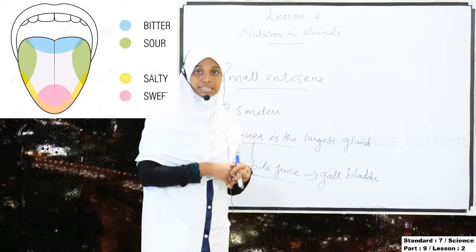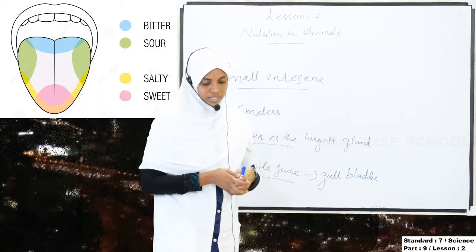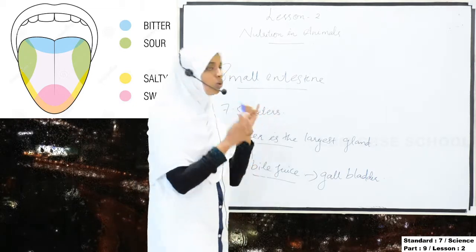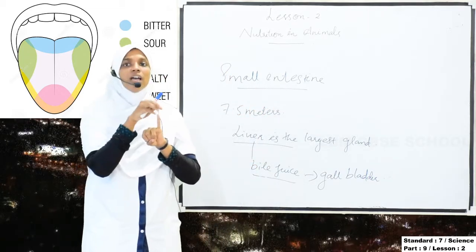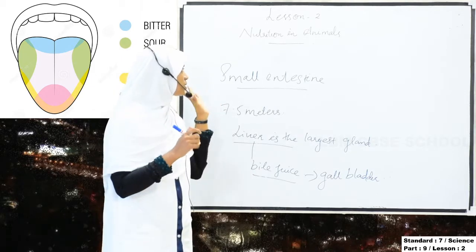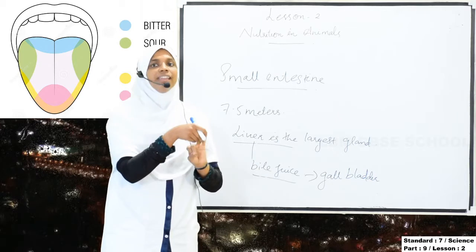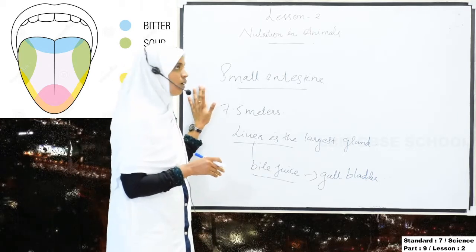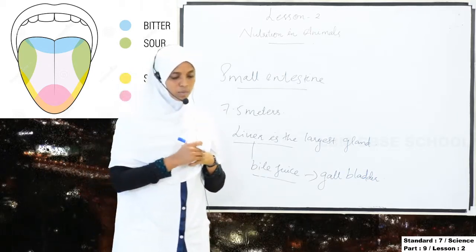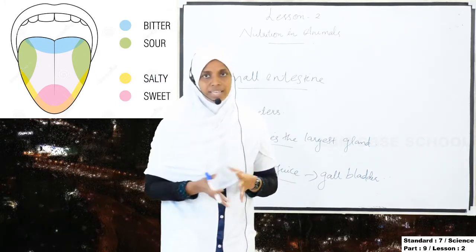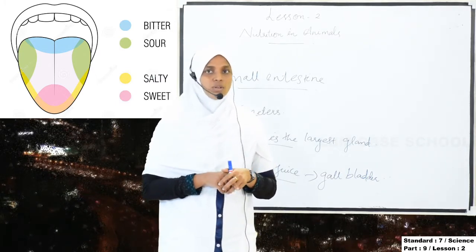In the next class, we will discuss absorption in the small intestine. In this class we discussed the stomach and the small intestine. The food reaches the stomach first, and then the food reaches the small intestine. In the next class we will discuss the small intestine and large intestine. Thank you. Now we can wind up the class.